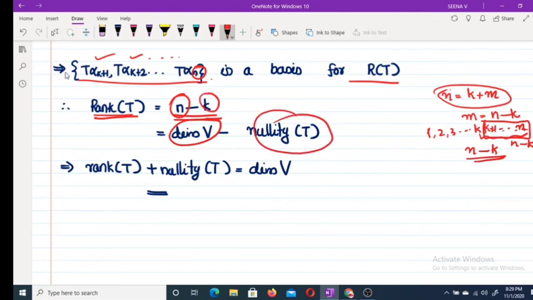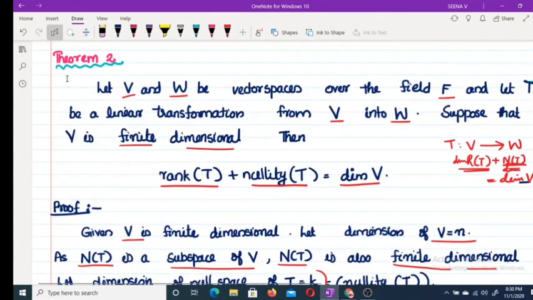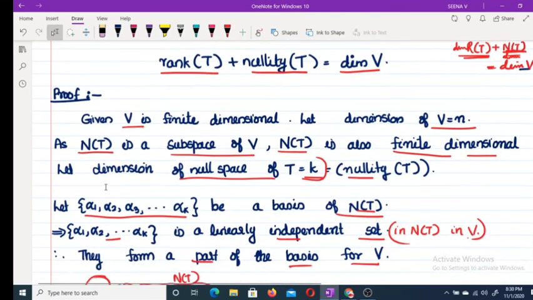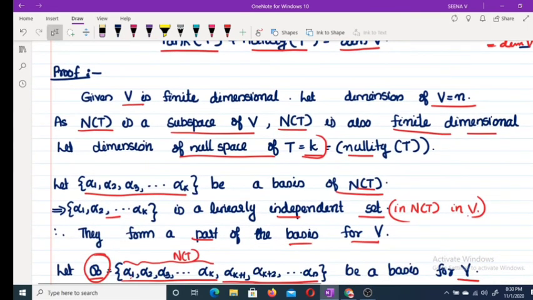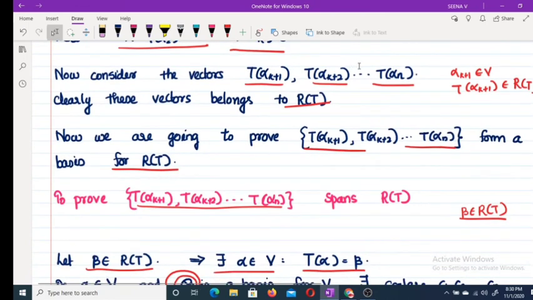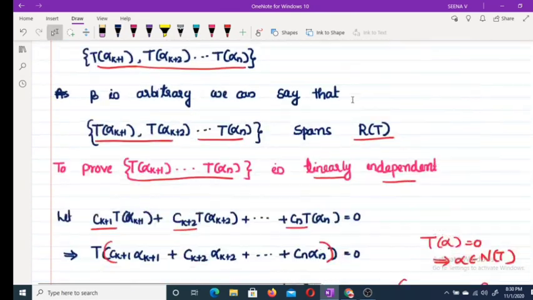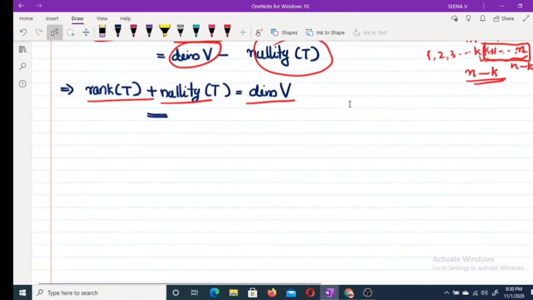But we know that n is equal to the dimension of V and k equals the nullity of T. Therefore, if you take this to the left hand side, we get rank T plus nullity of T equals the dimension of V. And this is known as the rank-nullity theorem. Okay, clear? Here we first took a basis for the null space of T, starting with this set. As this is a basis, this is a linearly independent set in V. Therefore, we can construct a basis containing this one. Then consider T alpha k plus 1, T alpha k plus 2, etc., T alpha n, and we proved this forms a basis for R(T). Okay, hope this is clear.